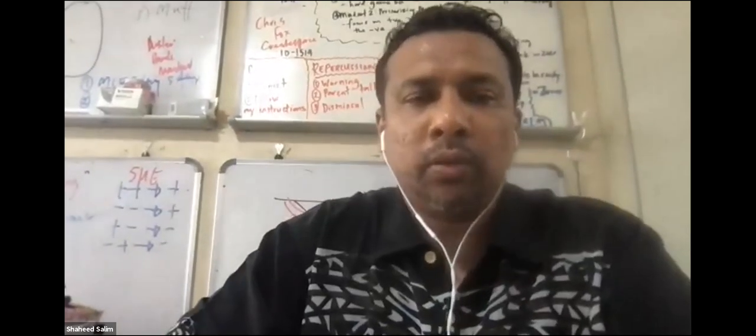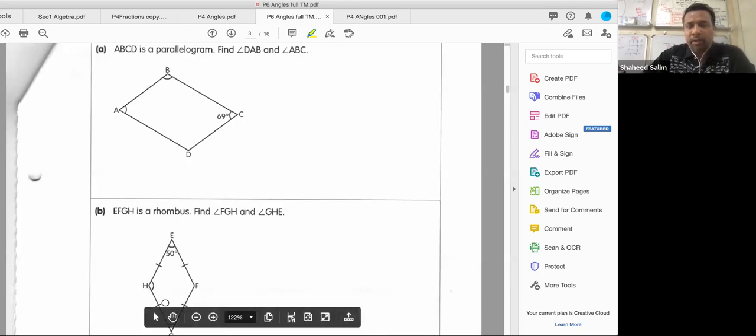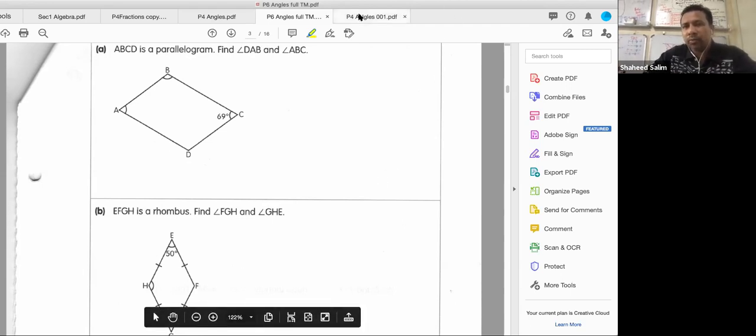Okay, here we go. Now, you try this again. This is a parallelogram. This is also a parallelogram. Rhombus is a special parallelogram like a square. All sides are the same. It's a slanted square. So you send your answers to me and let us see how we are doing.